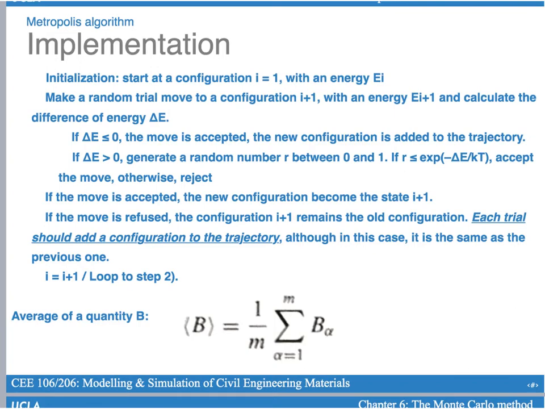So then all you have to do is calculate, for all the configurations in this trajectory, the value of the property B that you are trying to calculate the average of.